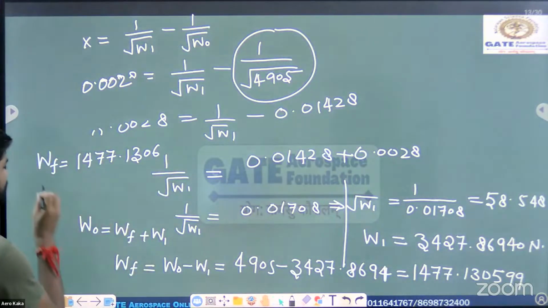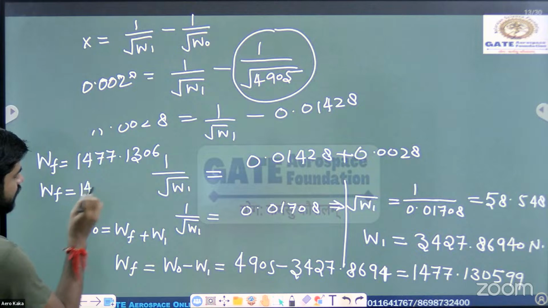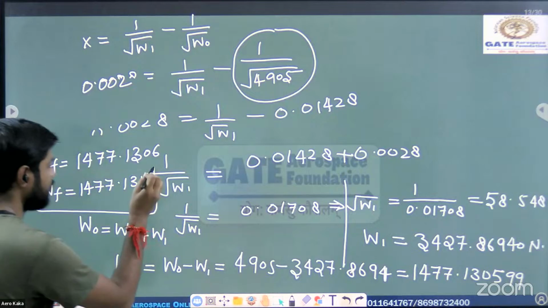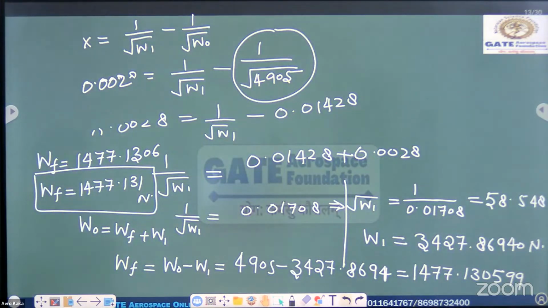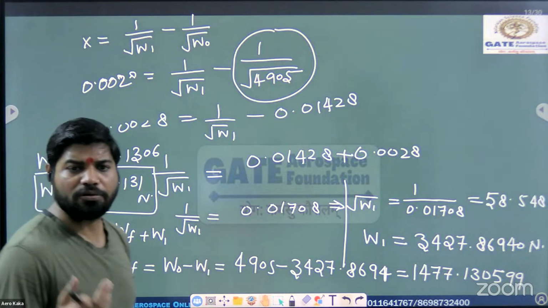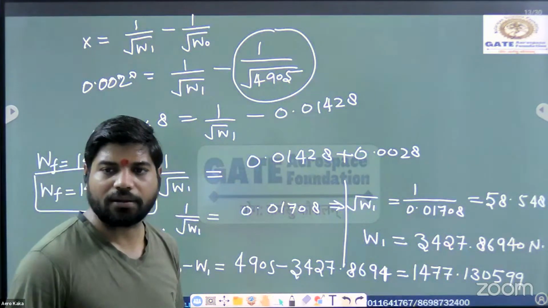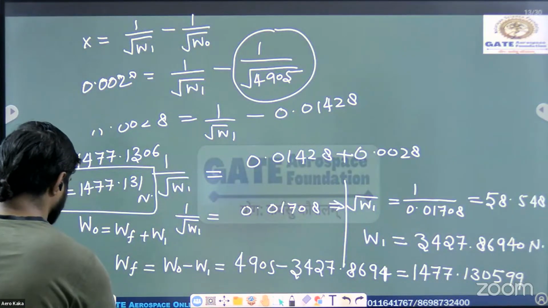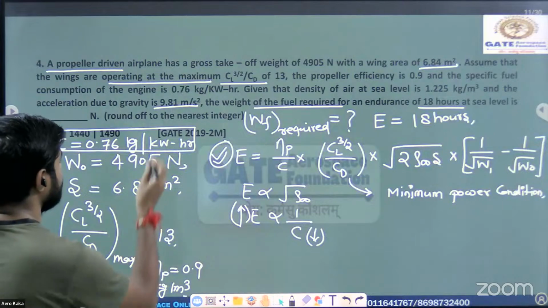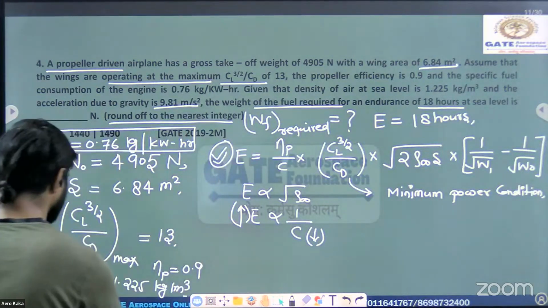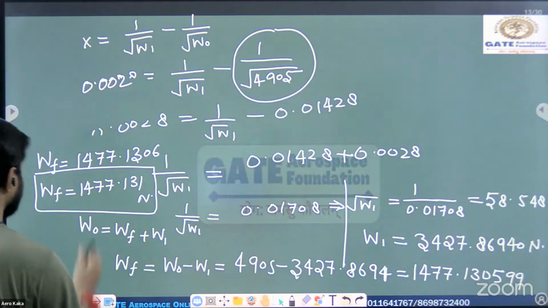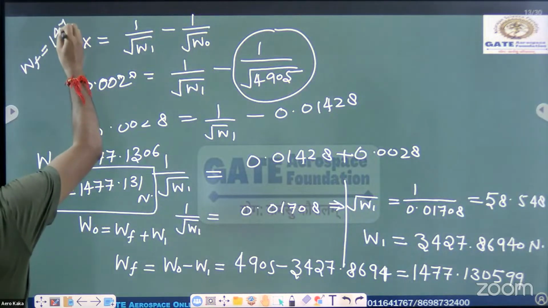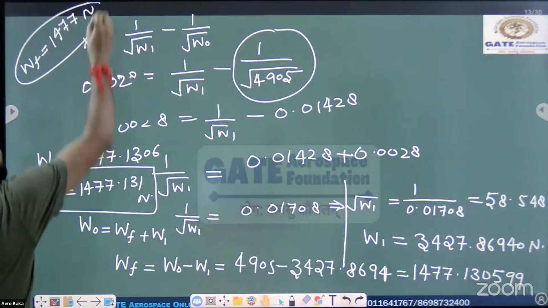1477.1306, right? Up to 4 decimal points, up to 3 decimal points, you can write 1477.131 Newton. Right? So what are they asking: nearest integer, or up to 2 decimal points or 3 decimal points? Sir, nearest integer. Yes, they are saying round off to the nearest integer. So the nearest integer WF is nothing but 1477 Newton. That's your final answer.